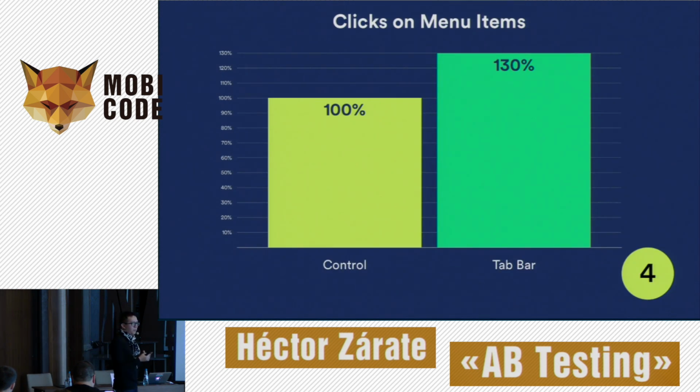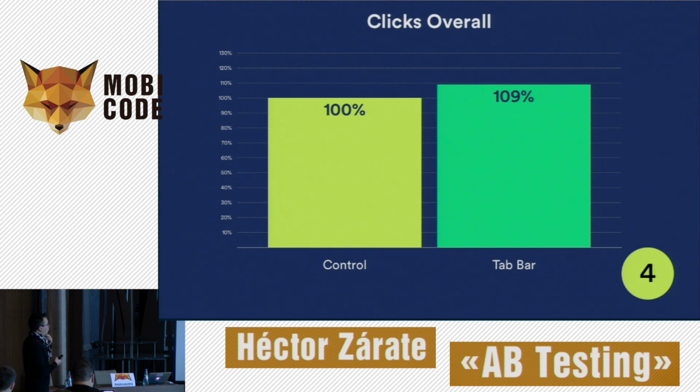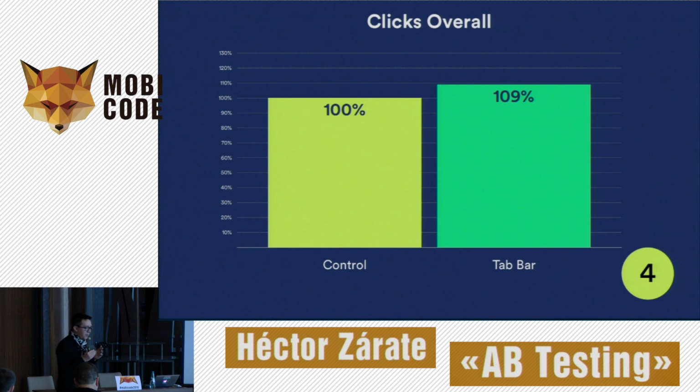Well, we were right. People in general click more menu items and explore the application more with the tab bar navigation, as much as 30% more on average. So they see the icons, they're interested in exploring them, the value proposition is more clear, and they click them. And then we also observed something interesting. Overall, the users are navigating more into the app, and they're clicking more things, on average 9% more. That's a huge increase in usage.